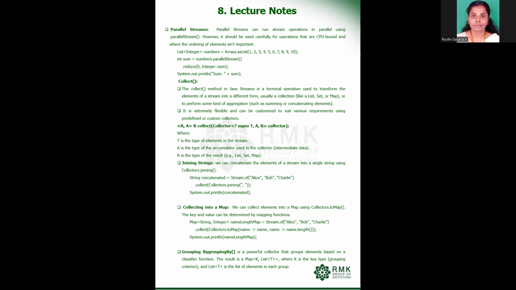Joining strings. We can join strings based on a given delimiter using the joining method. Example is given here: Alice, Bob, Charlie. And we can join based on comma. Wherever comma comes, it will join the strings.